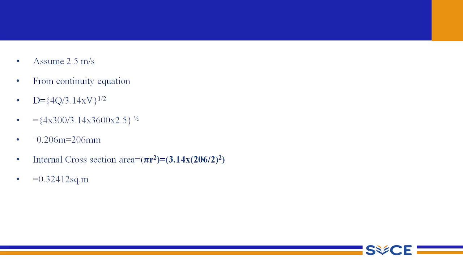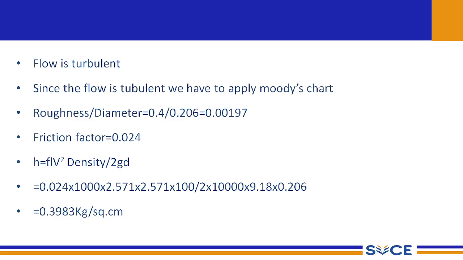So the internal cross section area corresponding to this diameter will be given by pi r square. It is 3.14 times 206 by 2 squared. So the internal cross section area is determined as 0.3241 square meters. Next, we need to find out whether the flow is turbulent or laminar. We calculate the Reynolds number and we determine that it is greater than 2000. So the flow is turbulent for this particular operation.